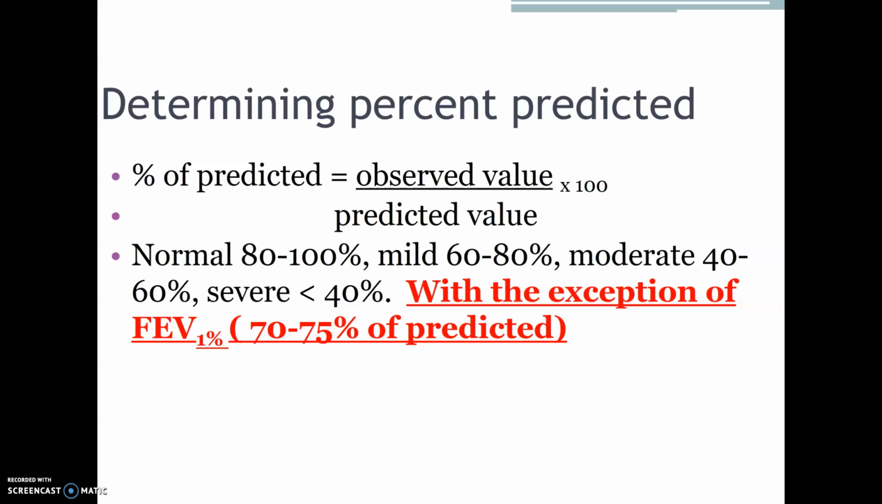But next we're going to determine percent predicted. When we're looking at PFTs, we're going to want to put everything in percent predicted, because then you can say it's normal if it's within 80 to 100% predicted, it's a mild disease if it's 60 to 80% of predicted, a moderate disease if it's 40 to 60% of predicted, and a severe disease if it's less than 40% of predicted. The only exception is FEV1%. 70 to 75% is normal for FEV1%. So to calculate percent of predicted, you take your observed value divided by your predicted value times 100.